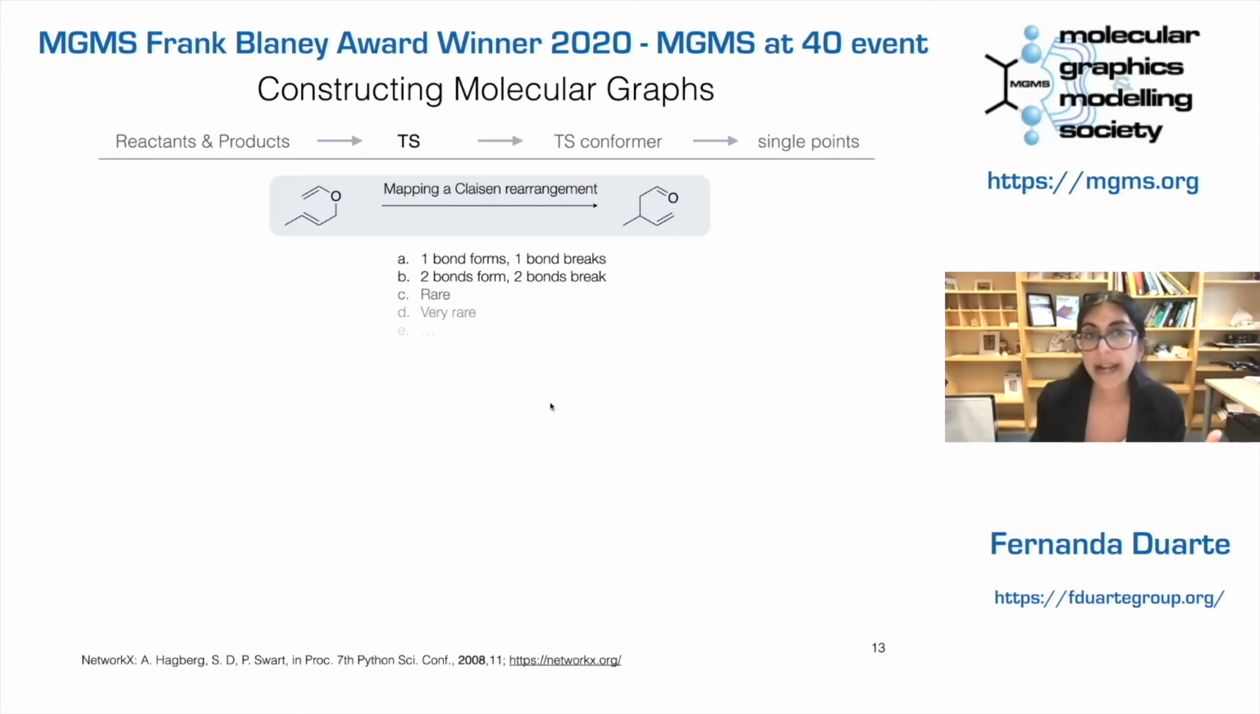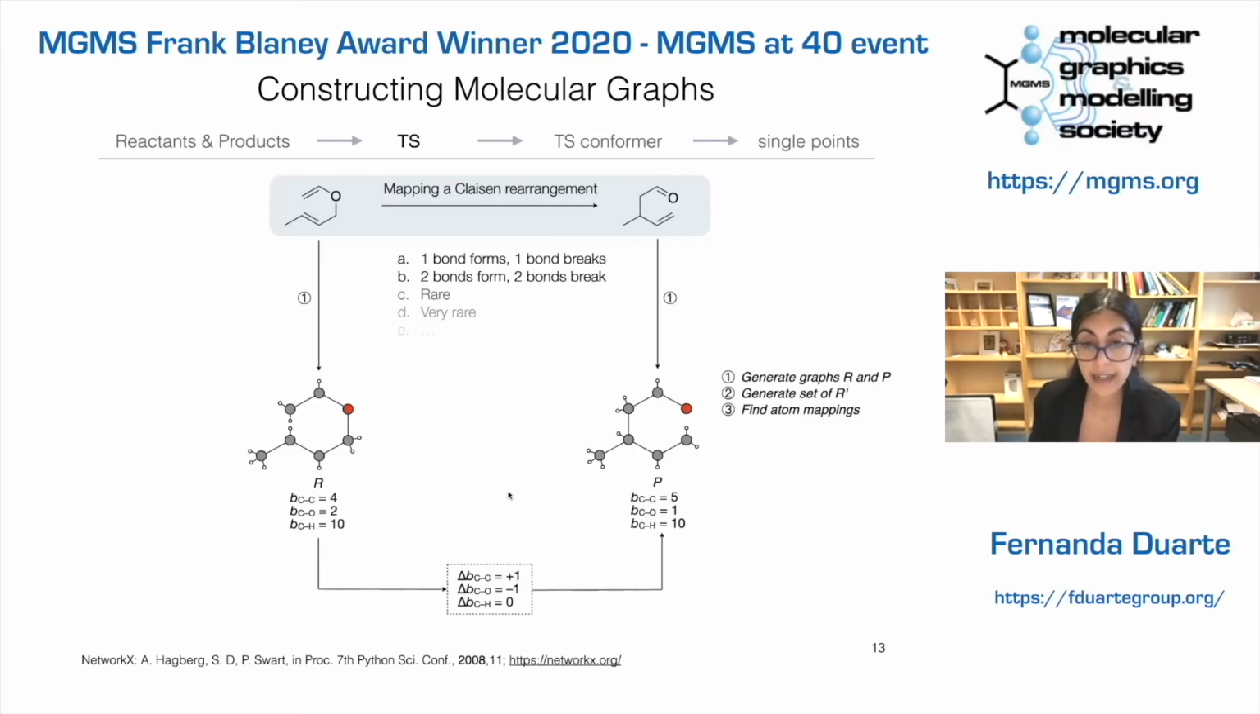the transition state? We have the reactant, we have the product, we have the lowest energy structure for each of them, and then we want to map the TS. So how do we do the mapping? And this is just for a Claisen rearrangement. What we do is identify the number of bonds that are formed and broken. To do that, we draw a graph representation of the reactant and a graph representation of the product, and we count the number of bonds.